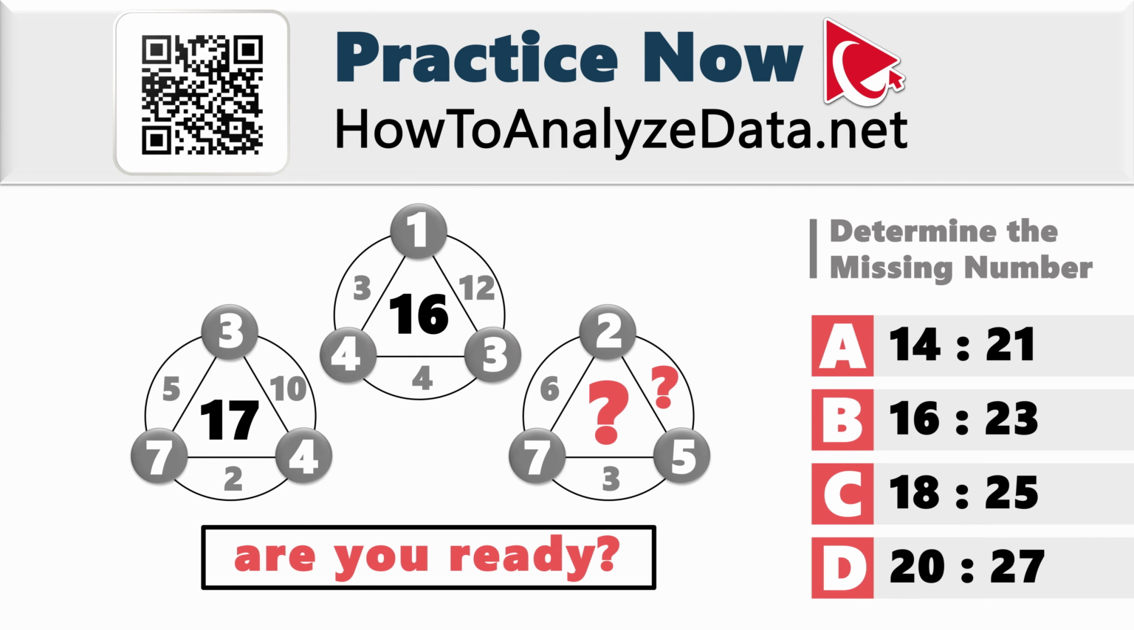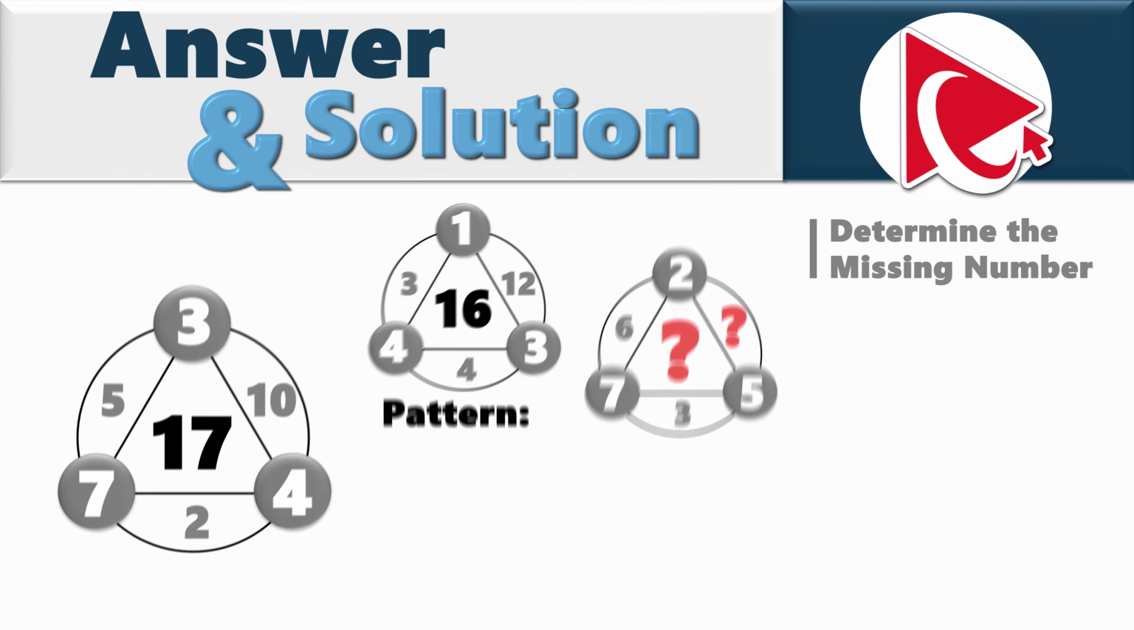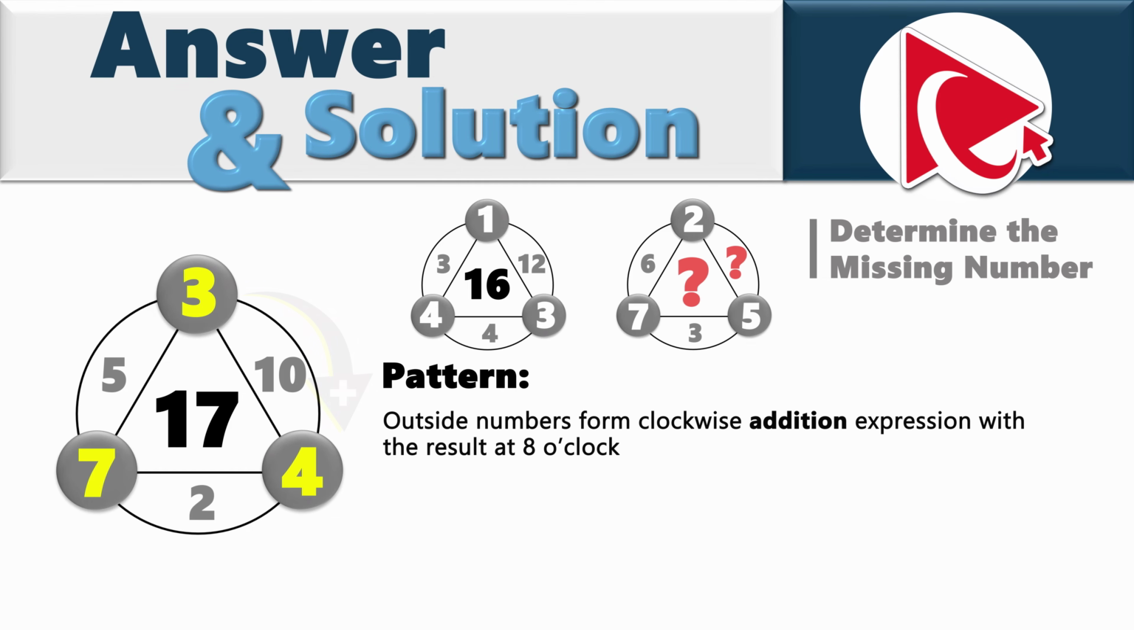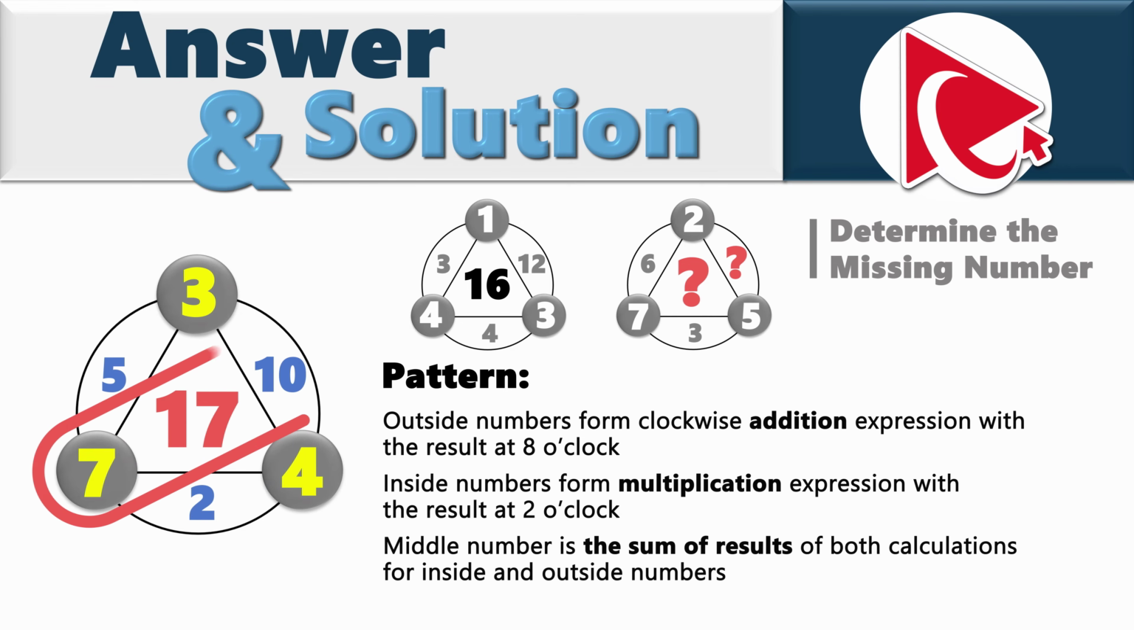Are you ready? Let's move forward and discover the solution together. If you look closely, you can easily recognize the pattern. In fact, outside numbers form a clockwise addition expression with the result at 8 o'clock, and inside numbers form a multiplication expression with the result at 2 o'clock. A middle number is the sum of results of both calculations for inside and outside numbers.